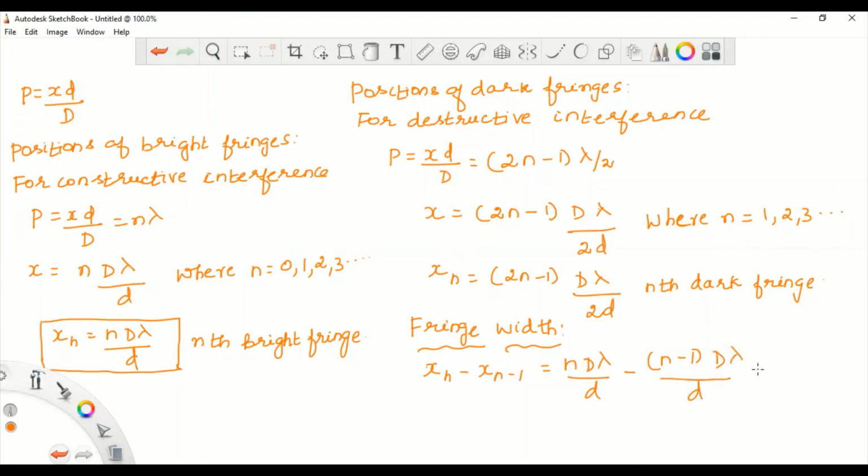So what will you get now? D lambda divided by d. So this is nothing but the fringe width. Beta is the fringe width. Beta is equal to D lambda divided by d. Again, this is the most important formula.